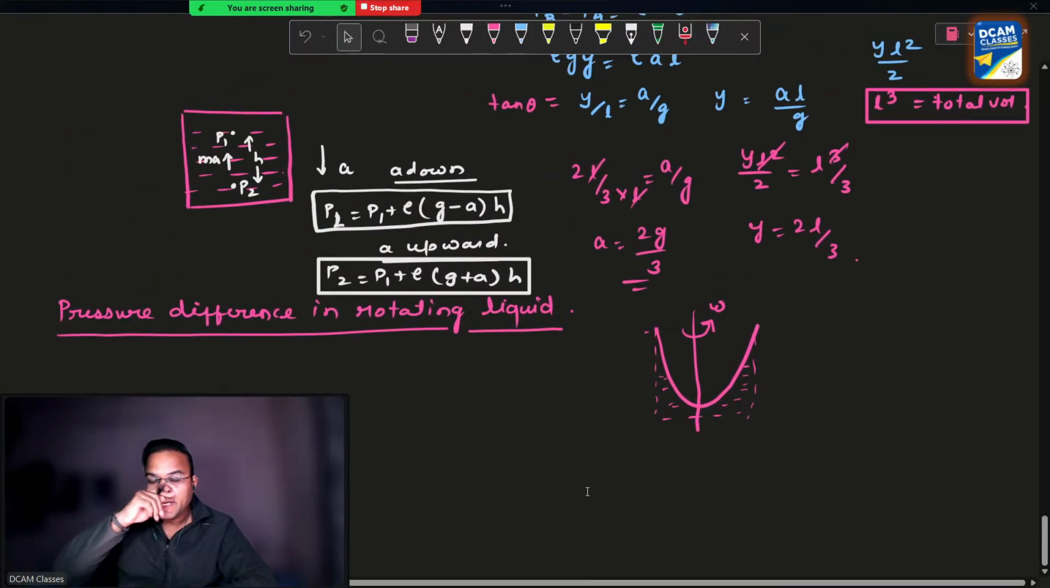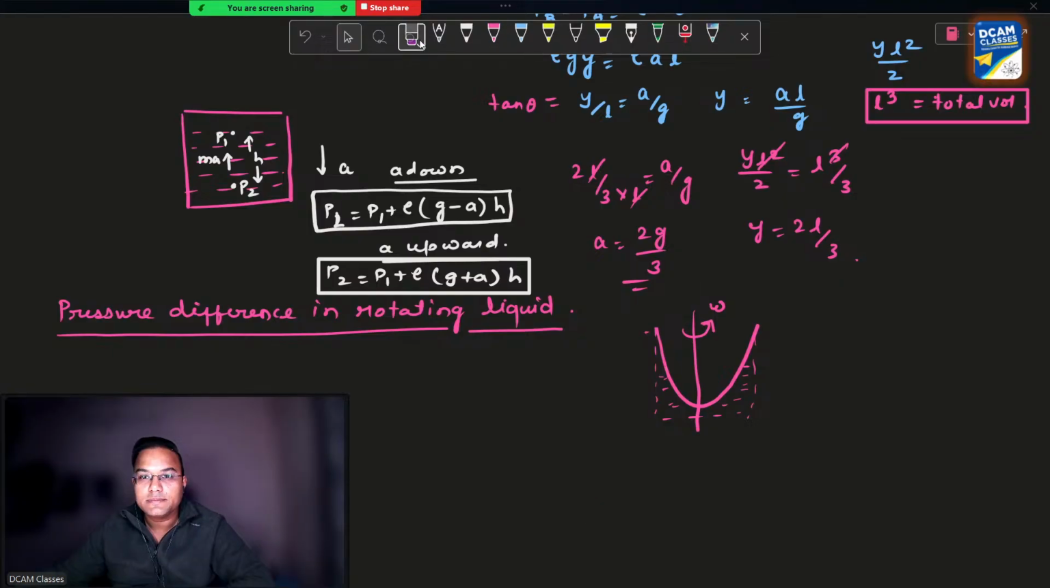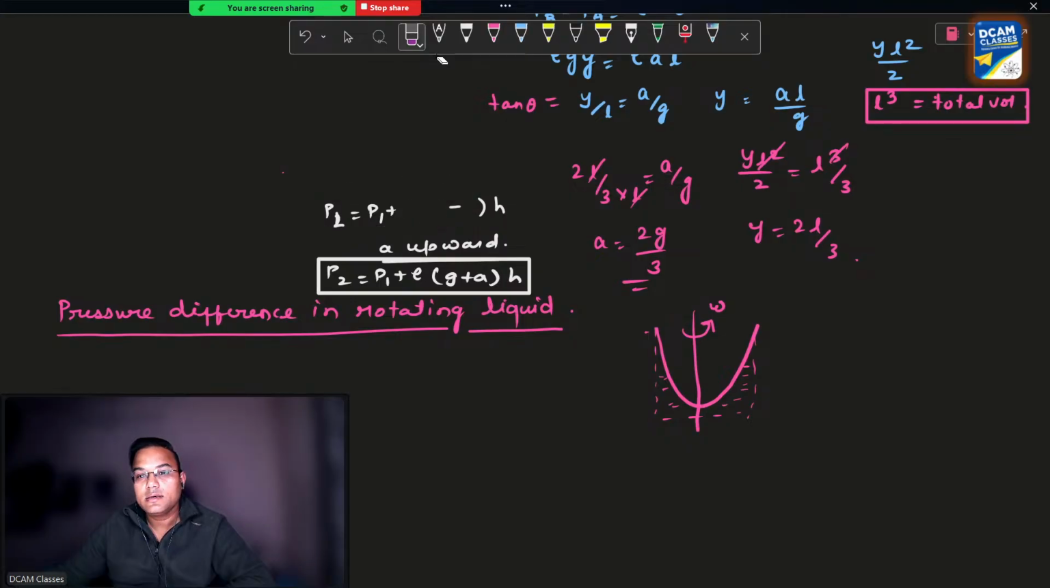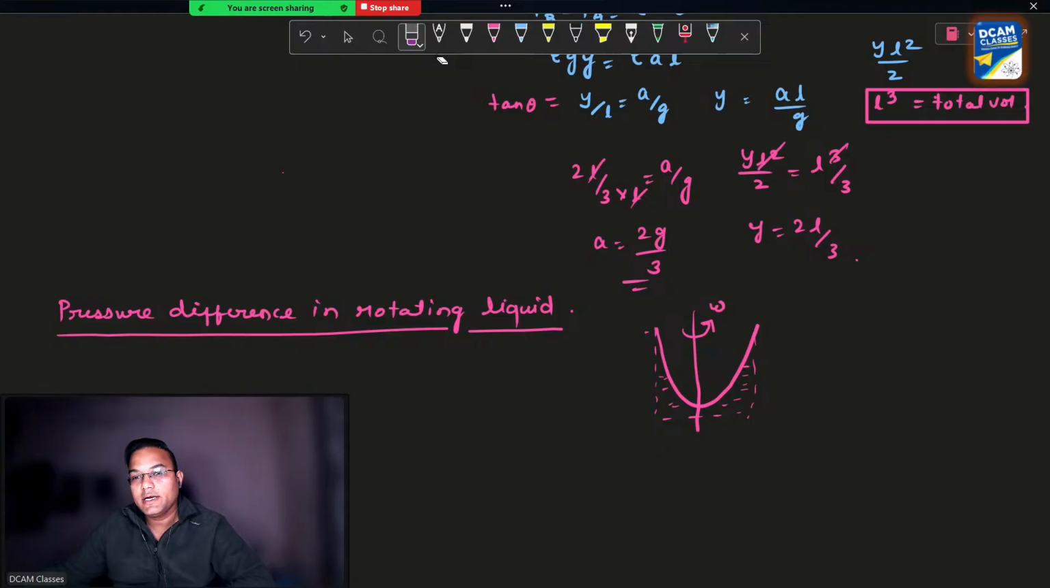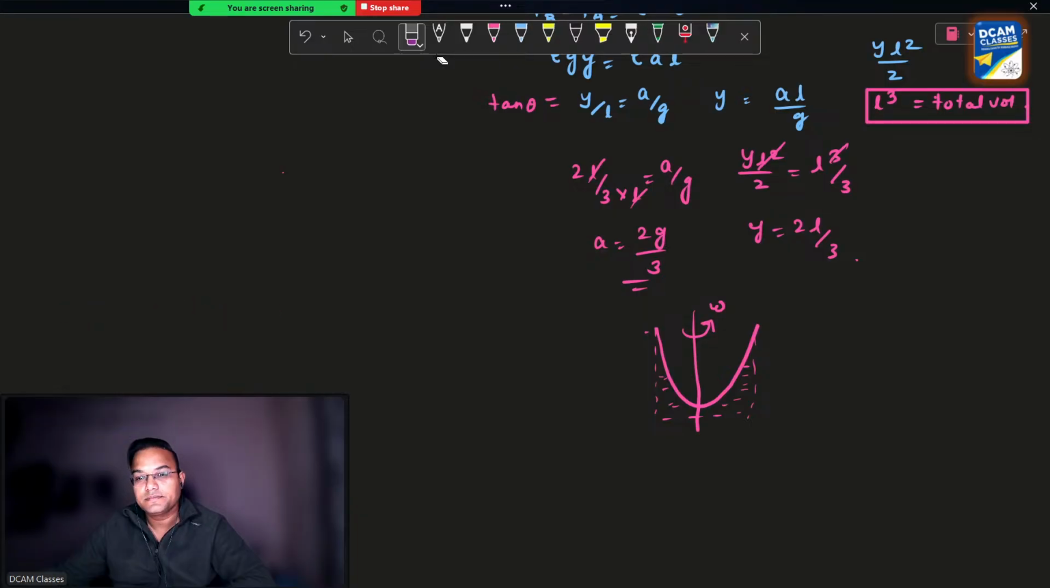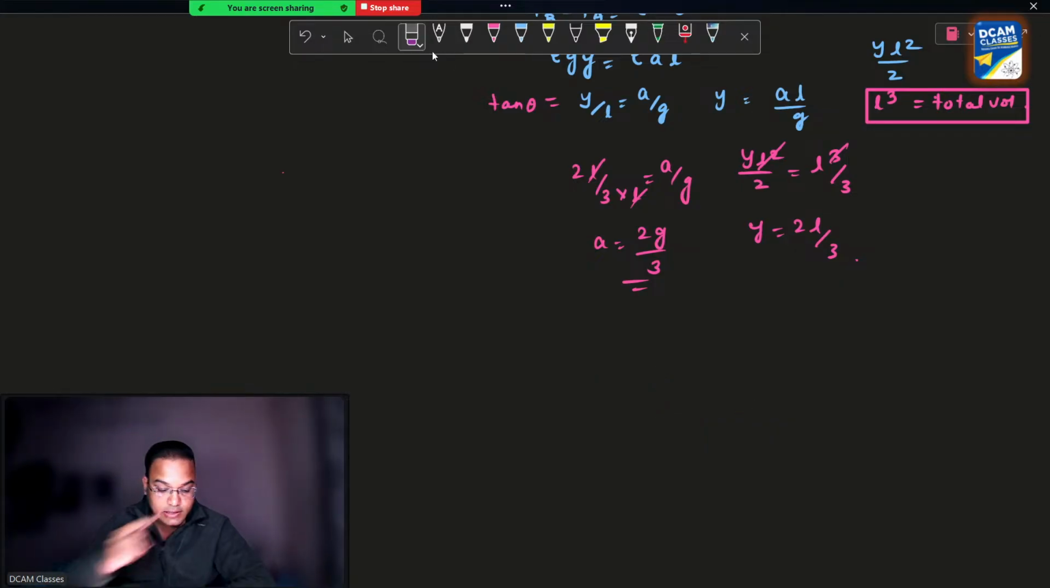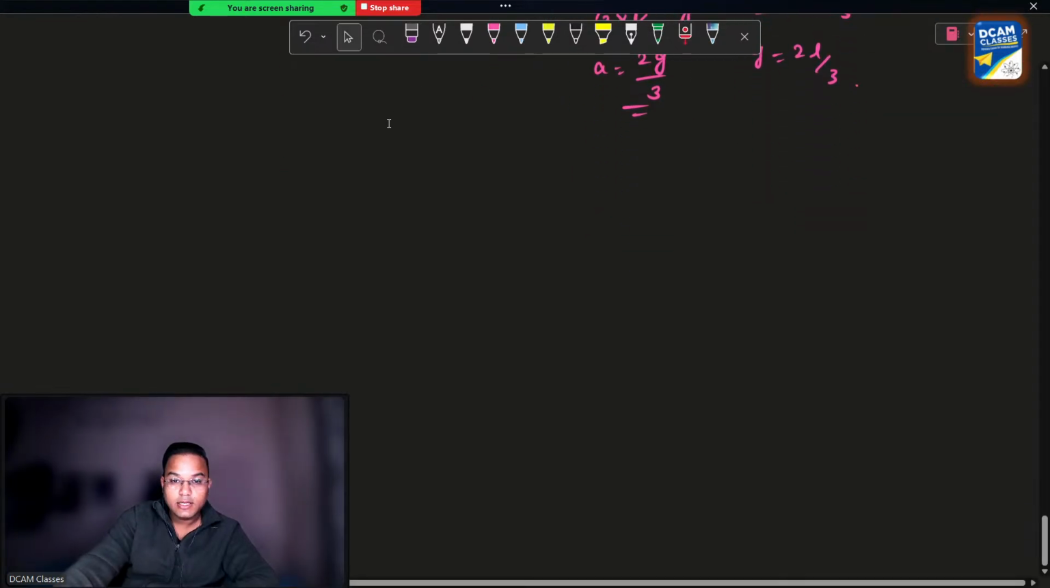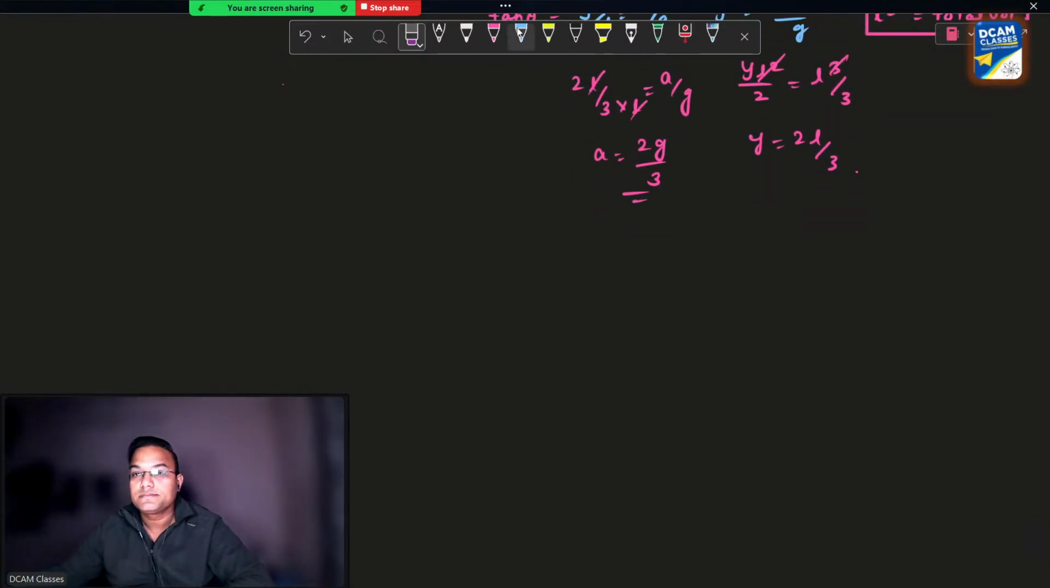Do you remember in the last class I told you two concepts? This one I was going to tell when the container is accelerating downwards, and then pressure difference in the rotating liquids. It's because I discussed the last one very fast. Let me go somewhat slow. Let me explain you properly now.